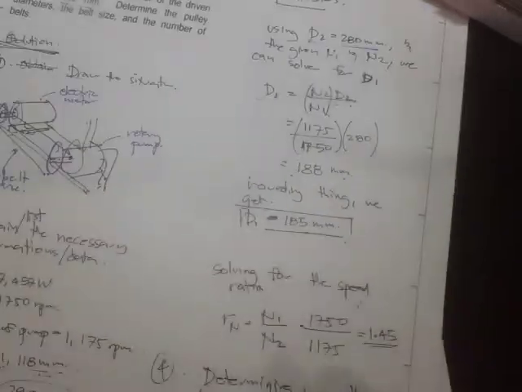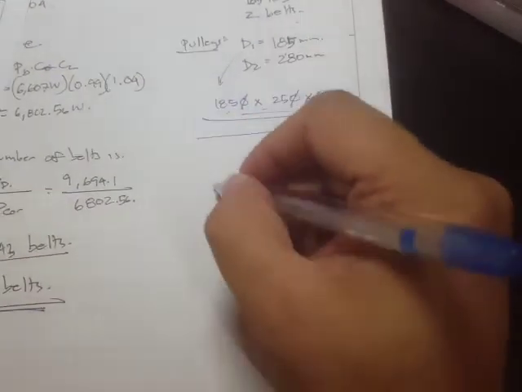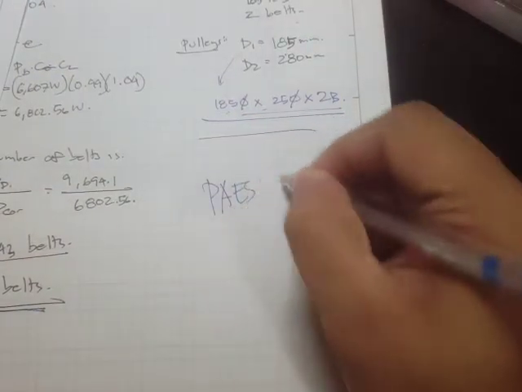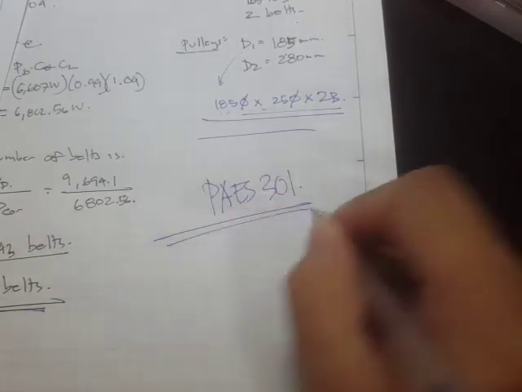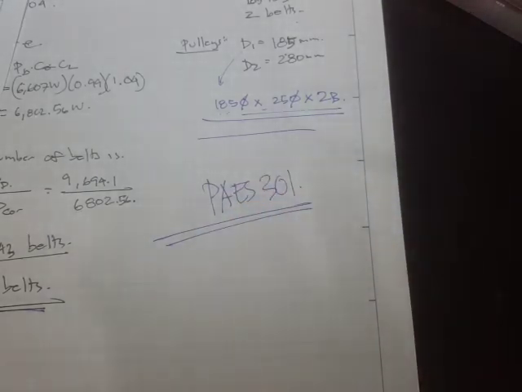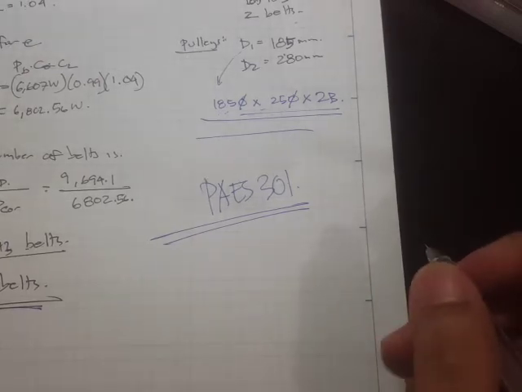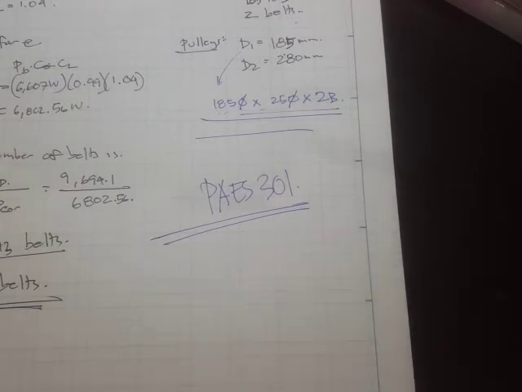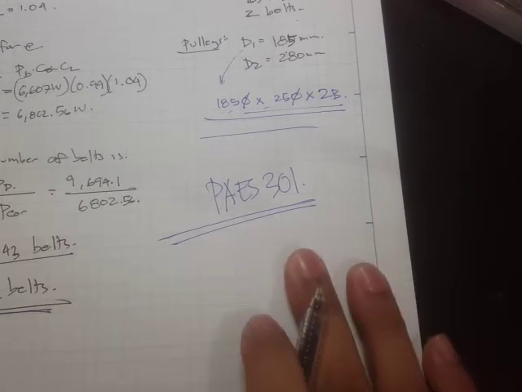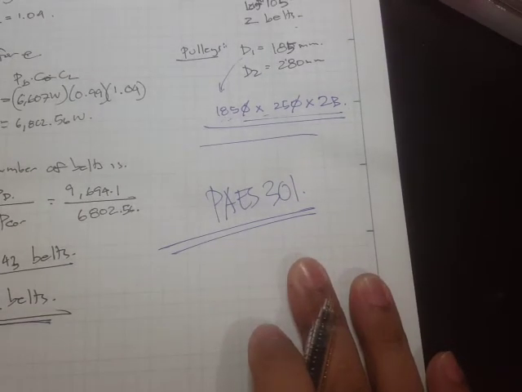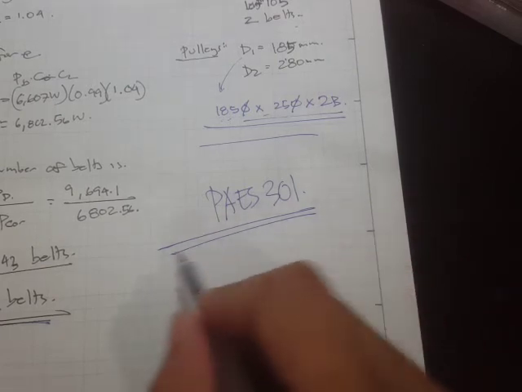But again, we are just using the PAS 301. But in practice, if there's a manufacturer's catalog, then also you might want to try using their procedure, and I think it will be the same except for the values of the tables and charts.